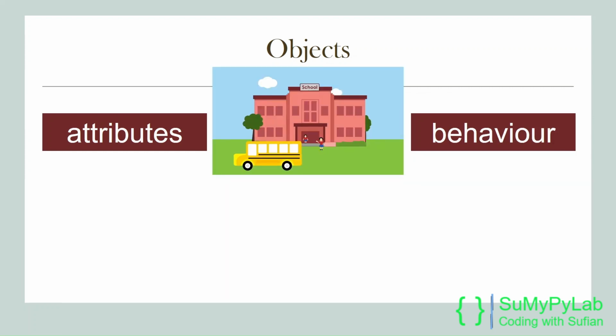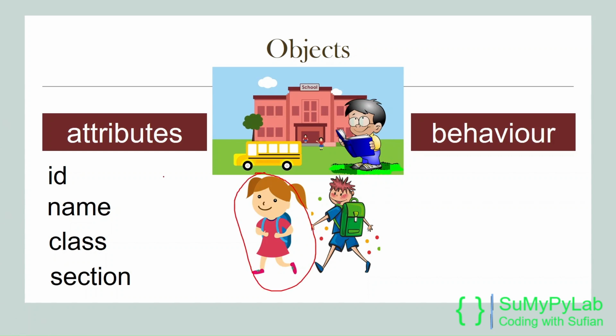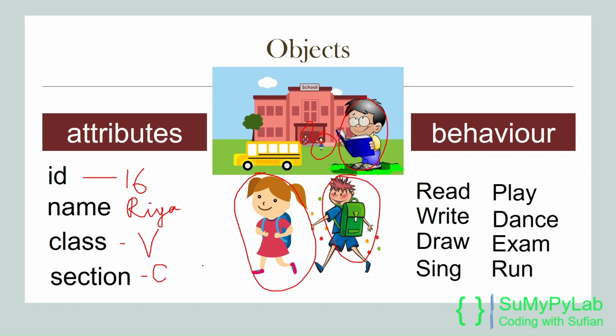For example, consider the students of a school. The students have the following attributes: identity number, name, class, section, etc. She is Riya, her identity number is 16. She reads in class 5 section C. So, these are her attributes. Please remember, she is an object of class student. Other students have similar attributes. Students read, write, draw, sing, play, dance, sit for exams, run, etc. These are the behaviors or methods of an object.